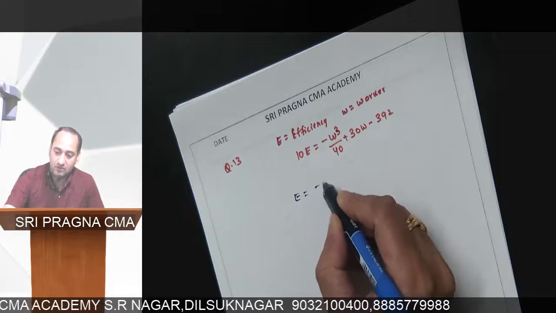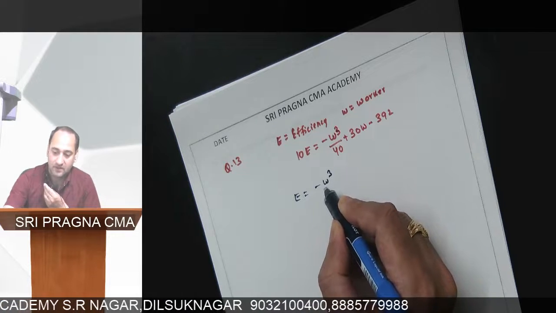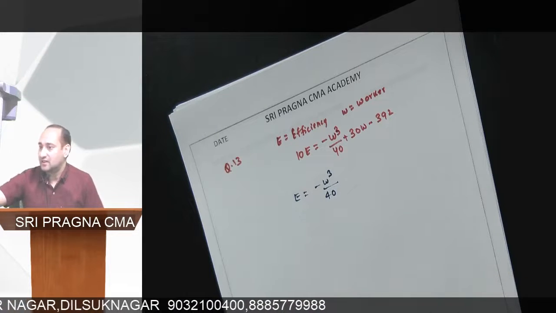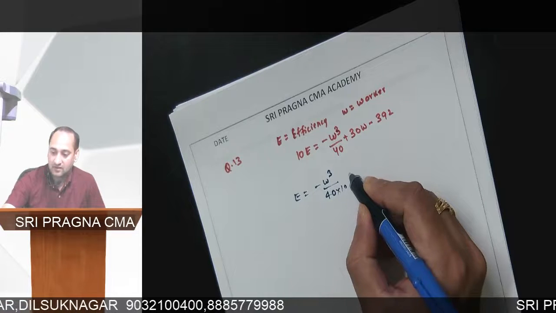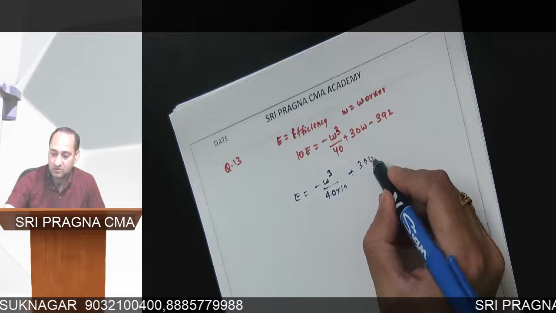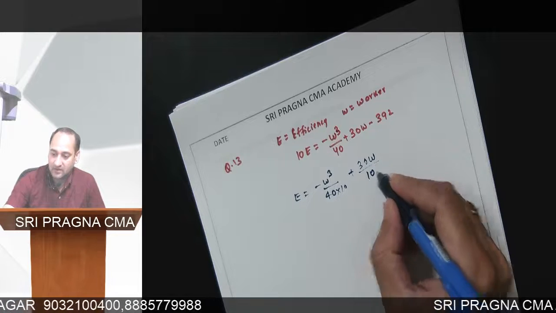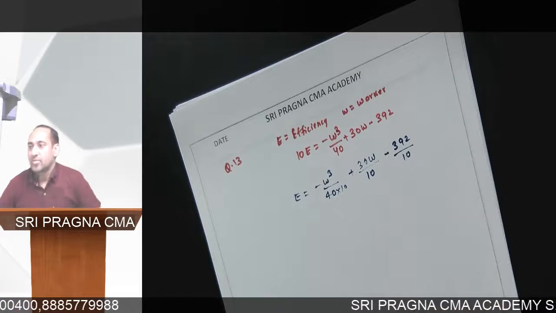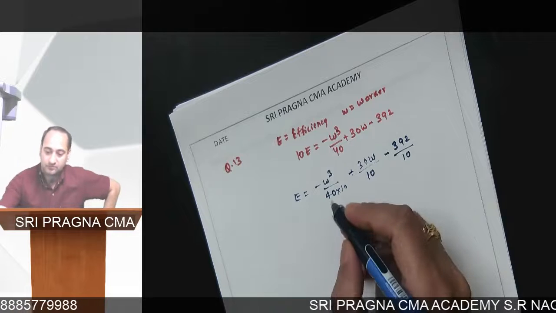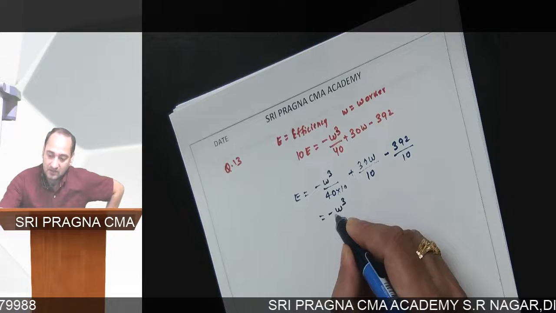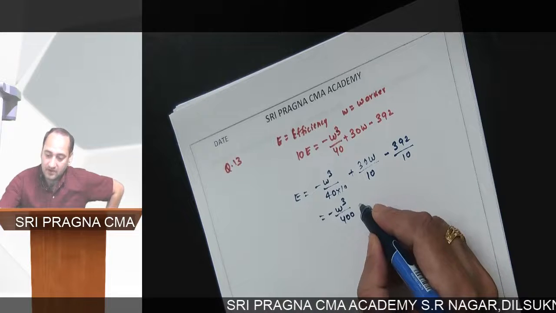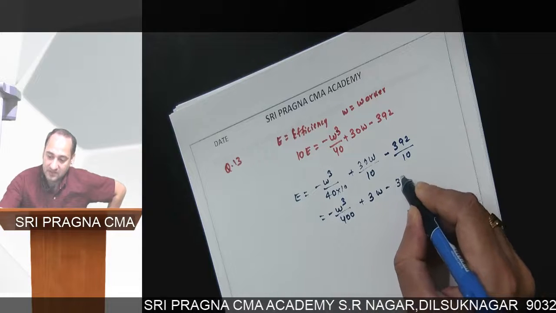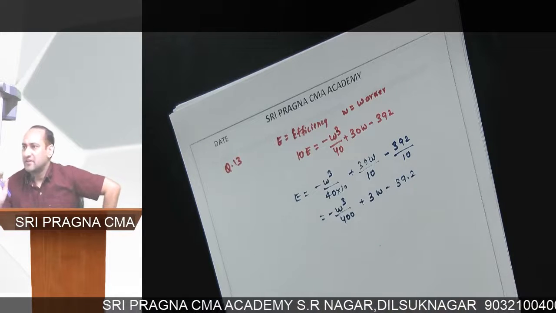E is equal to minus W cube divided by 40, and I am going to multiply by 10 on this side: plus 30W divided by 10 minus 392 divided by 10. Is it okay? Comfortable? So we have minus W cube by 400 plus 3W minus 39.2. Everybody is comfortable?